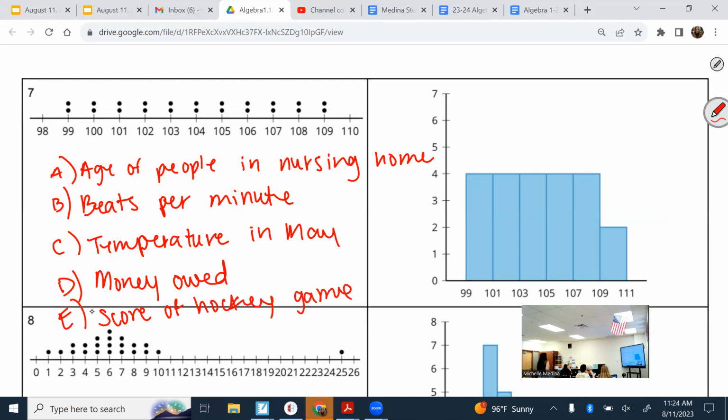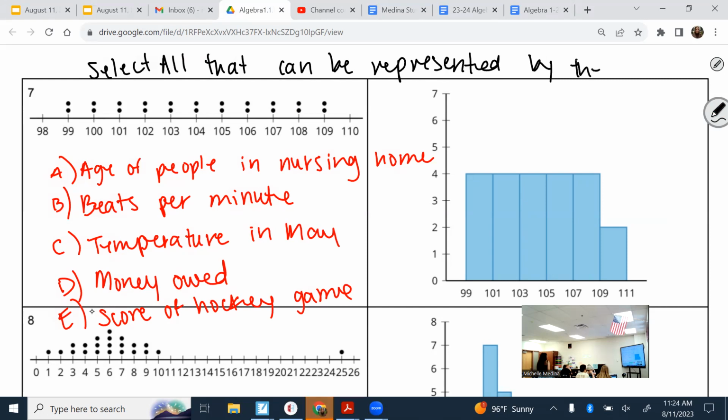So a good test question for this would be like select all that the data could represent. Select all that can be represented by this data. Or by the graph. So that means you need to check every single option and see which one is reasonable.